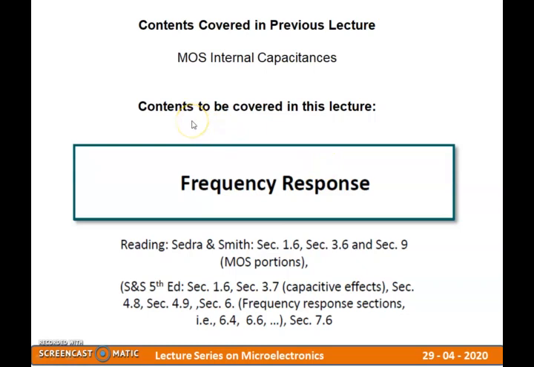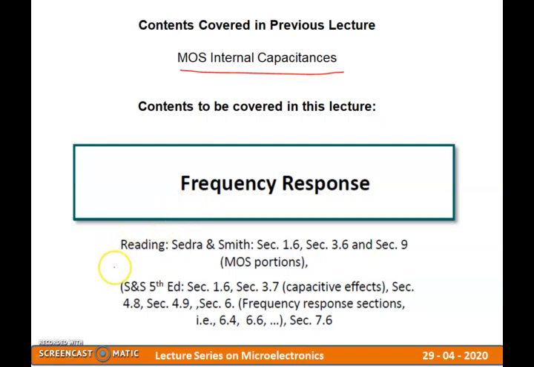Now in the previous lecture, we tried to cover MOS internal capacitances, wherein we saw how MOS internal capacitance will impact the amplifier's overall gain functioning. Now in this lecture, we are going to see how the response for a particular frequency for a MOSFET amplifier will be seen.